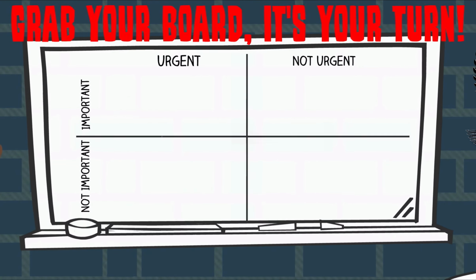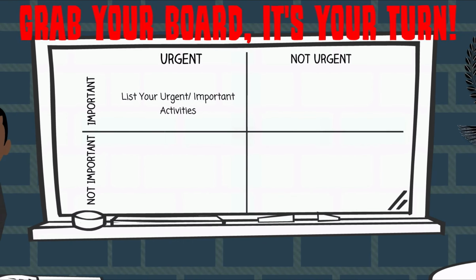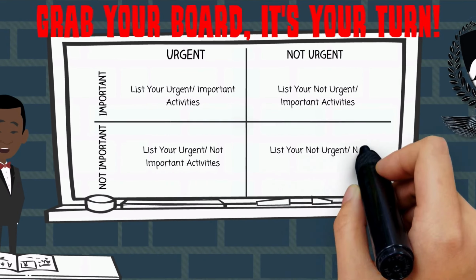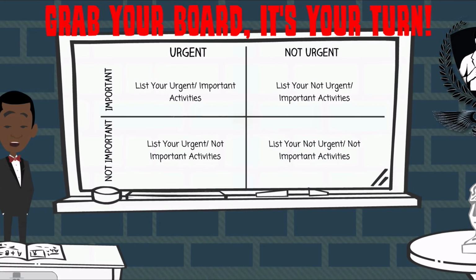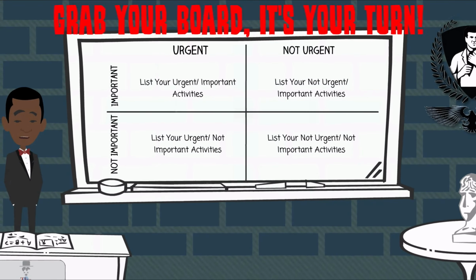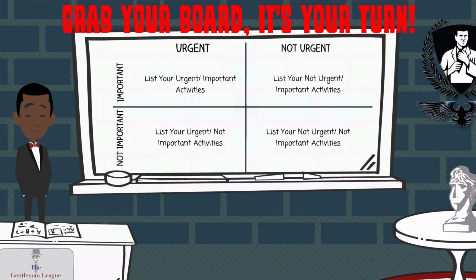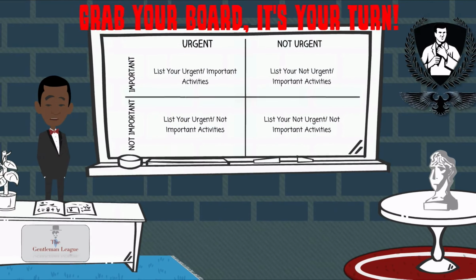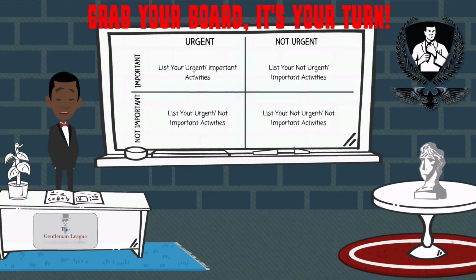Now, grab a sheet of paper or board and write down everything you do. Now, this is only for you, so be as honest as possible. Separate every activity into its corresponding quadrant. Just ask yourself, is it urgent or not urgent? Is it important or not important?